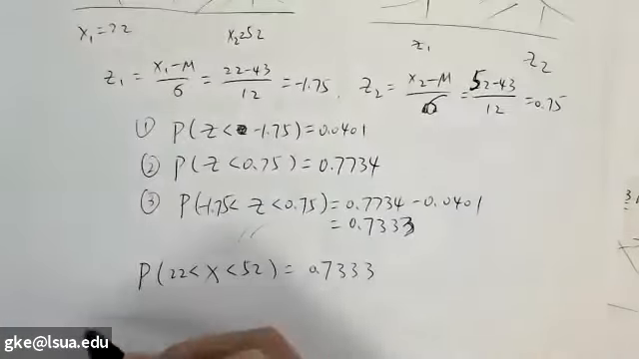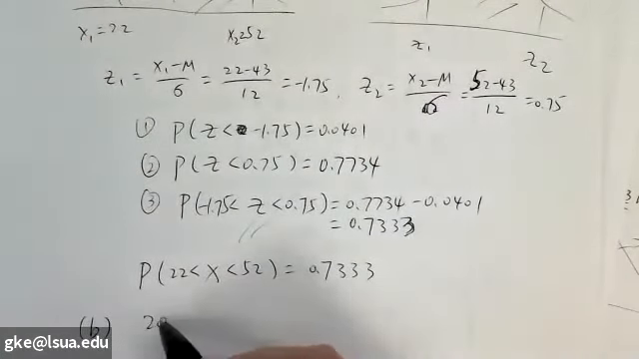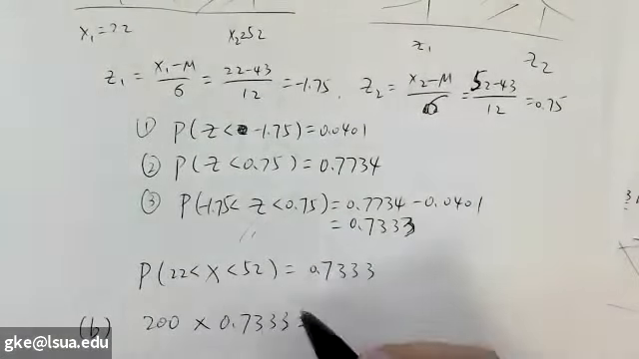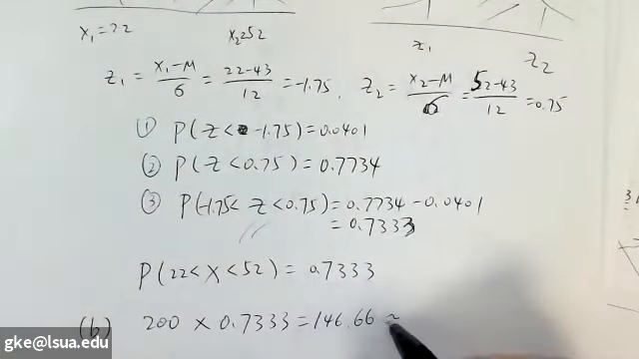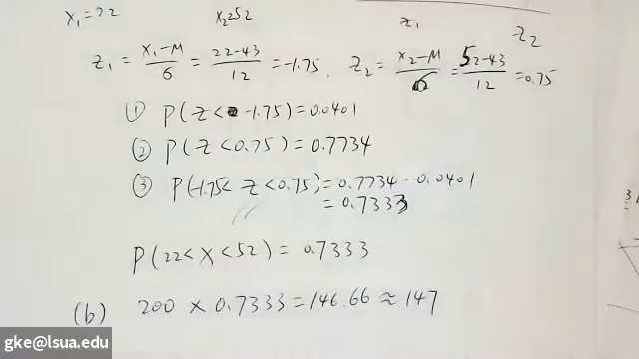And for the problem B, if there are 200 shoppers, then times the probability, and how many gonna be in the store will be roughly 147. Okay, because the number of shoppers should be an integer, so you need to round up to 147. Okay, that's it.